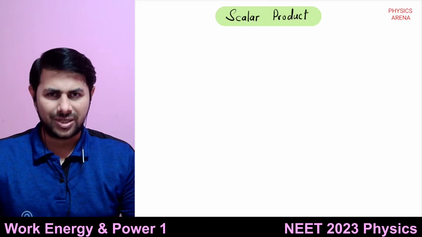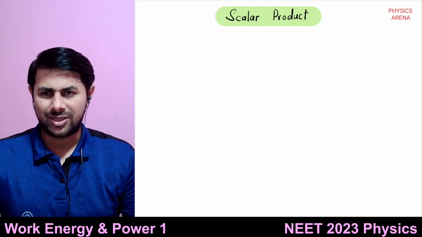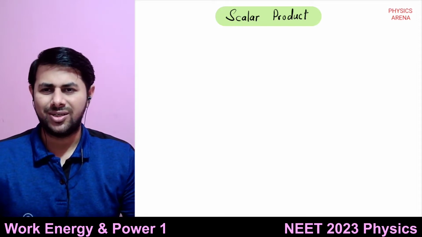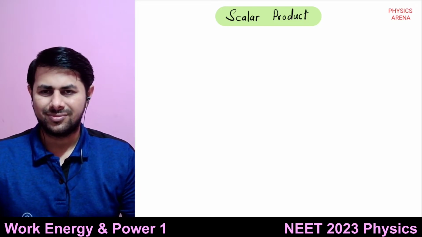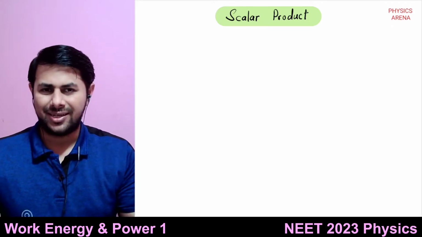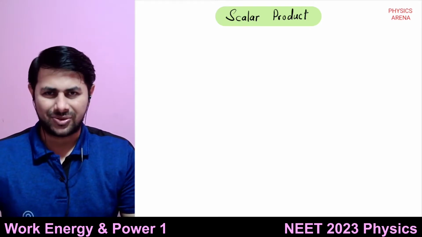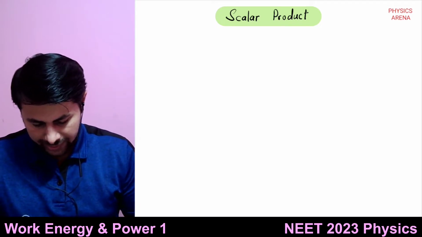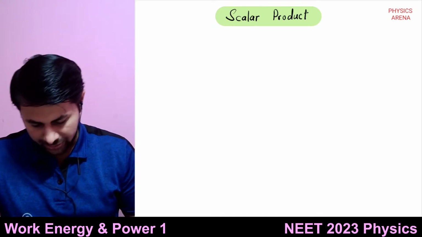So force is a vector quantity, displacement is a vector quantity, and force times displacement gives you what? It gives you work. So work is what? Scalar or vector? It's a scalar quantity, right? Okay, energy is scalar quantity, work is a scalar quantity. Okay, so let's talk about the scalar product of two vectors.